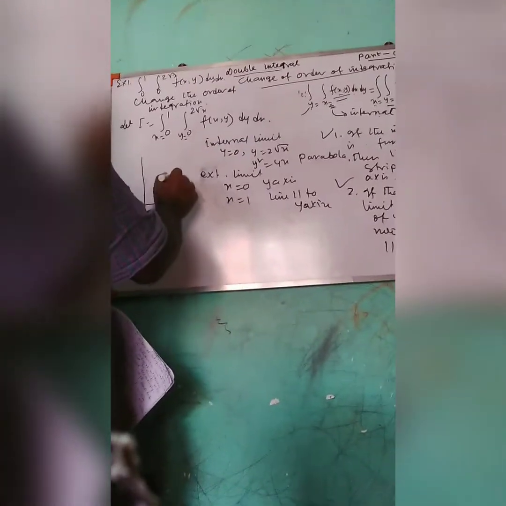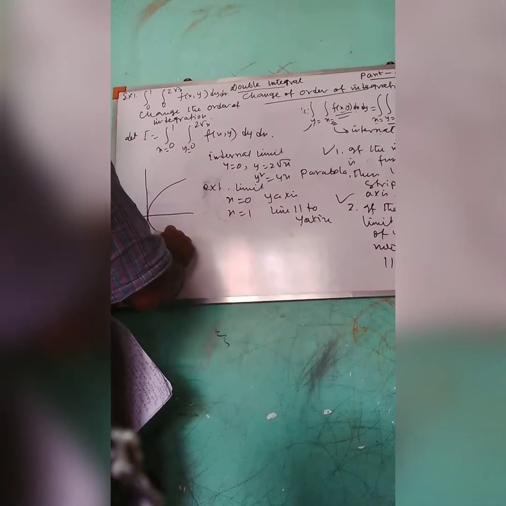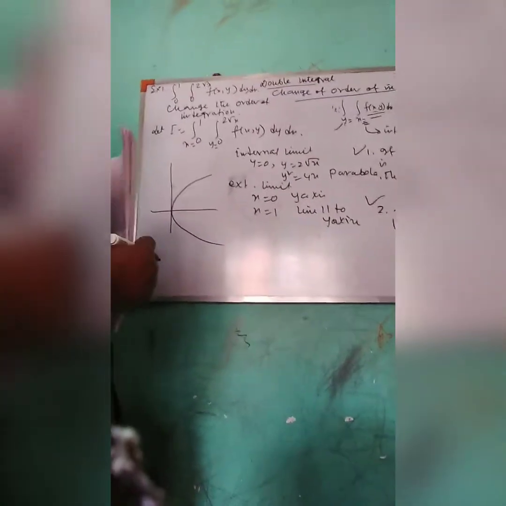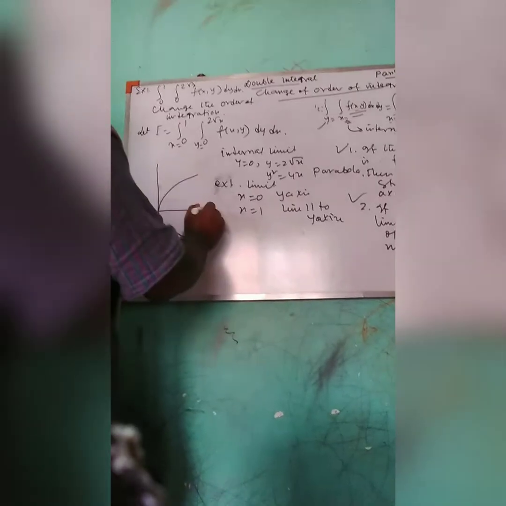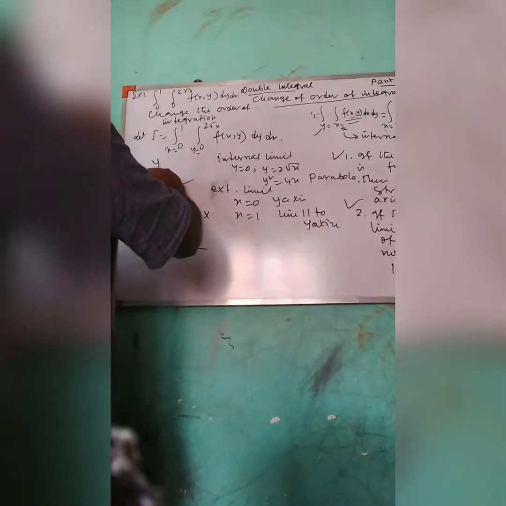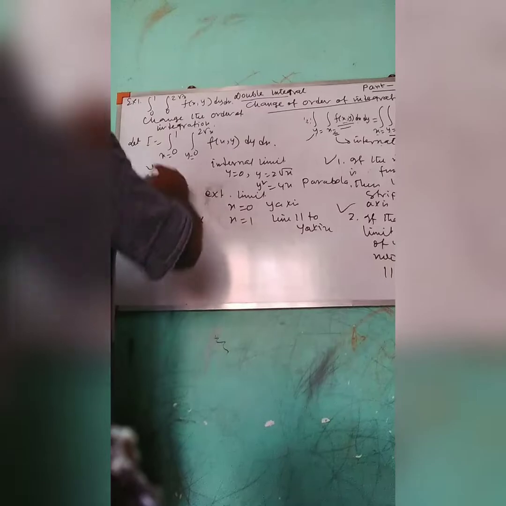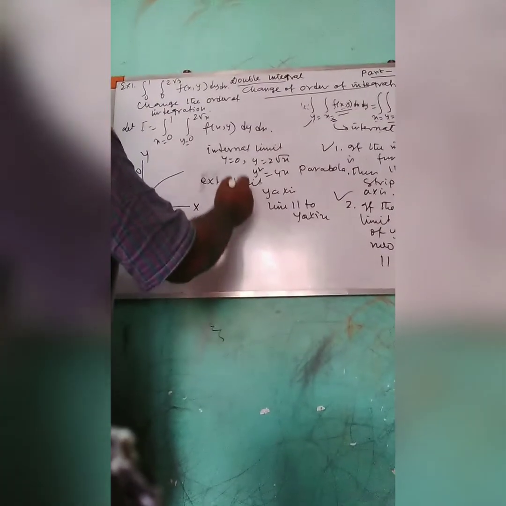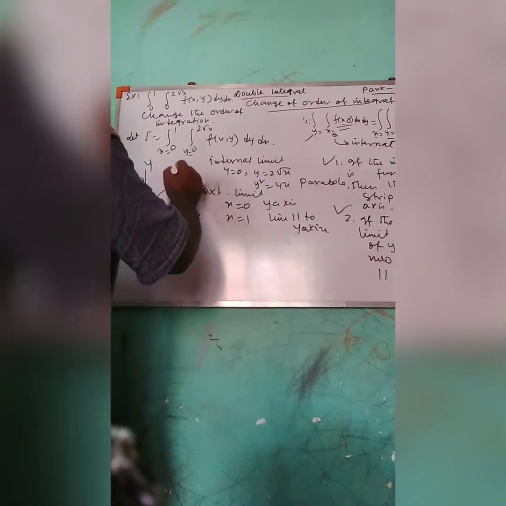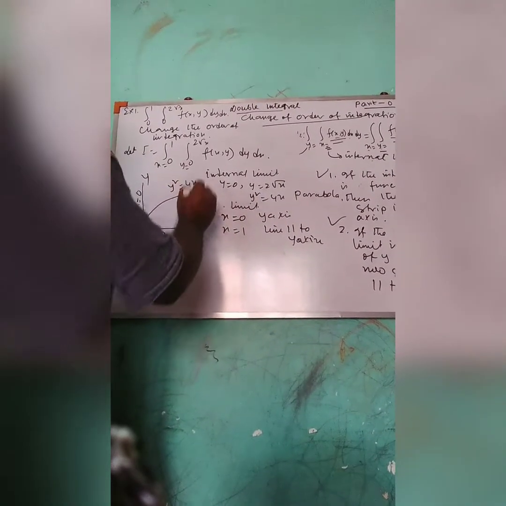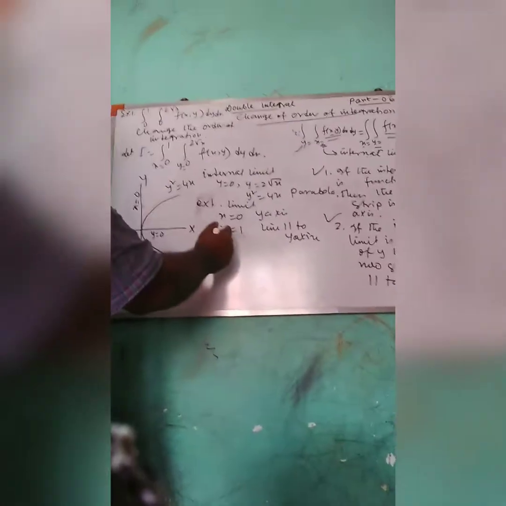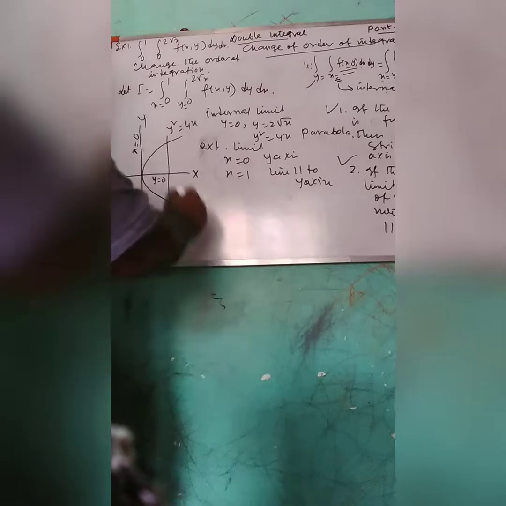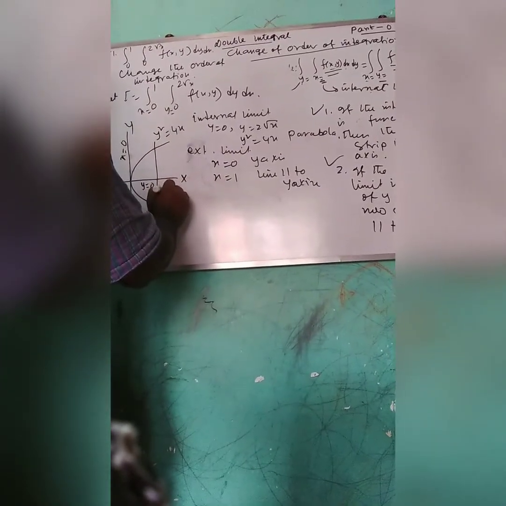This is the rough sketch. y square equal to 4x, this is x, this is y, this is x equal to 0, this is y equal to 0, and this is y square equal to 4x. The other thing is x equal to 1, the line parallel to the y axis. This is x equal to 1.